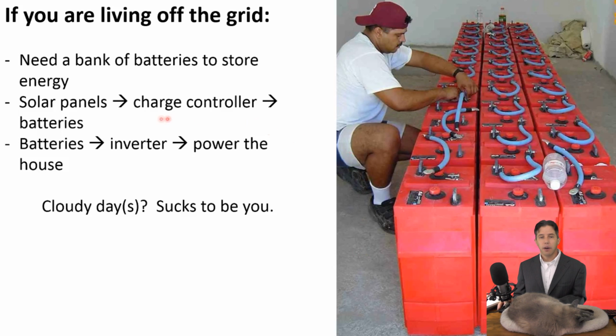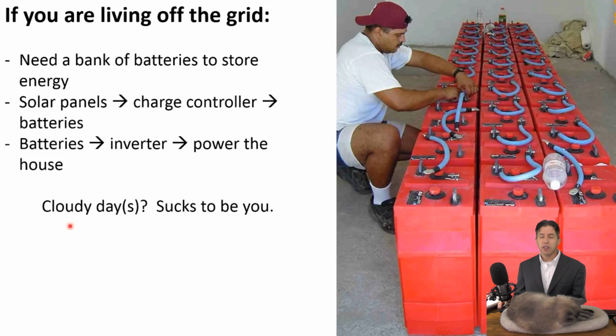Now, how this would work is your solar panels go to something called a charge controller, which charges the batteries, right? So during the day, it's charging the batteries. Then at night, the batteries go to something called an inverter, which takes the voltage of the batteries and converts it to something that your standard 110 volt appliance could use. That's what an inverter does, and that powers the house.